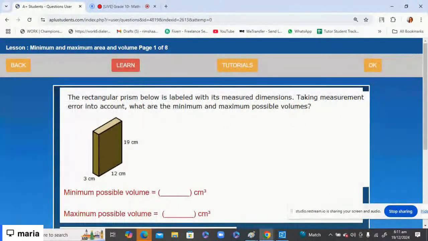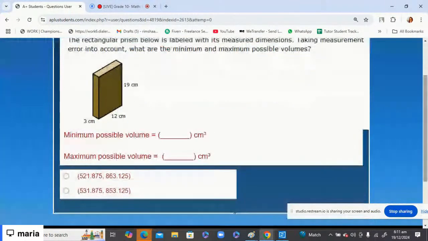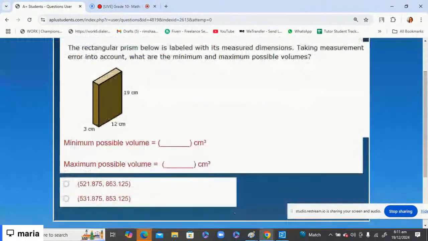So the rectangular prism below is labeled with its measured dimensions. Taking the measurement error into account, what are the minimum and maximum possible volume? So how can we find the volume? By multiplying them: 3 times 12 times 19.